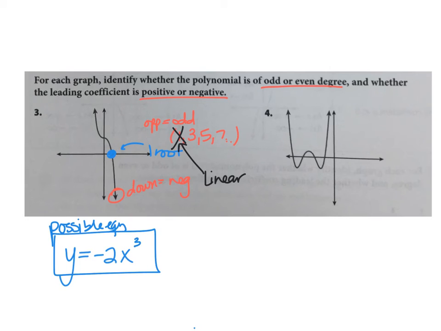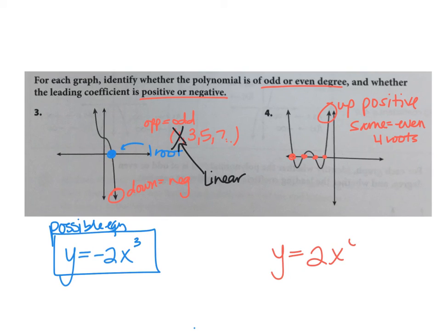All right, example 4, we'll do the same thing. So example 4, the ends are doing the same thing. So that means that's going to be even. And if I count 1, 2, 3, 4, it's got 4 roots to it. And then on the right side, I'm going up. So that's positive. So here, if I write my equation, a possible equation could be y equals 2x to the 4th. Notice that this time, the 2 that I put in the front was a positive 2 because it's going up.